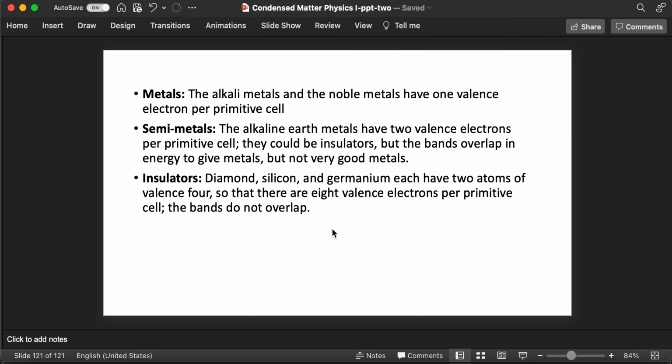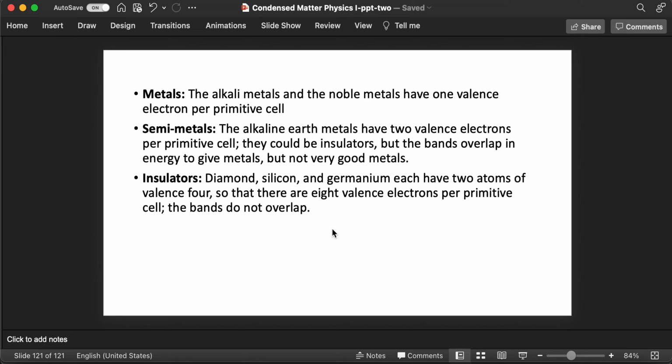So examples are the alkali metals and noble metals. They have one valence electron per primitive cell, so the lowermost band will be half filled, and they are nice simple metals. In the case of alkaline earth metals, they have two valence electrons per primitive cell. They could be insulators, but there is a band overlap like I just showed you, and therefore you get semi-metals.